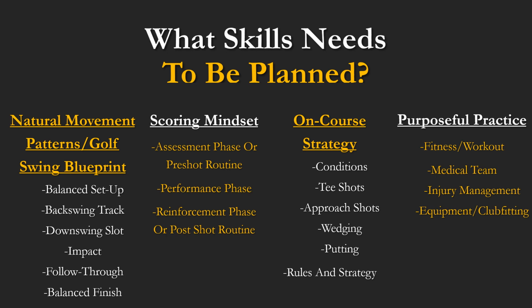One of the things that I like to do with my players is to break up the skills that need to be planned into 4 areas. And that's your natural movement patterns, your golf swing blueprint for just your putting, wedges, approach shots, and tee shots. Also throw equipment and club fitting in there as well. I think your equipment should complement your motion and not complicate it. And then scoring mindset, or some of the rules and strategy, pre-shot routine, post-shot routine, and emergency planning.